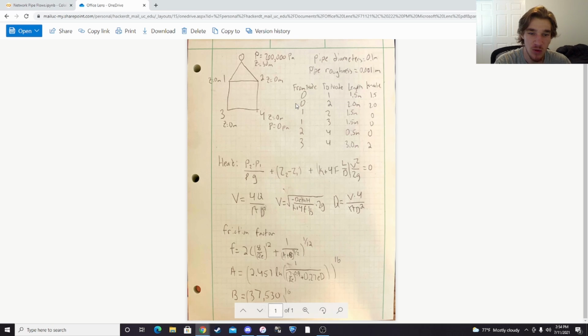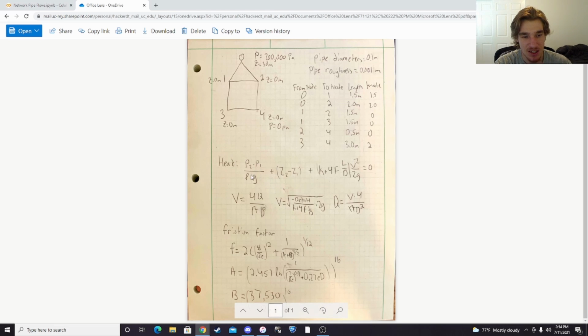As you can see, we have labeled right here the pipes. One pipe is from 0 to 1, and then so on, with the length and the K value. The length of pipe and K value will both be used in this Bernoulli's equation down here, which will help us find the delta head, which will in turn help us find the flow later on in our code. We do know that the pipe diameter in each of the pipes is 0.1 meters, and the pipe roughness is 0.001 meters.